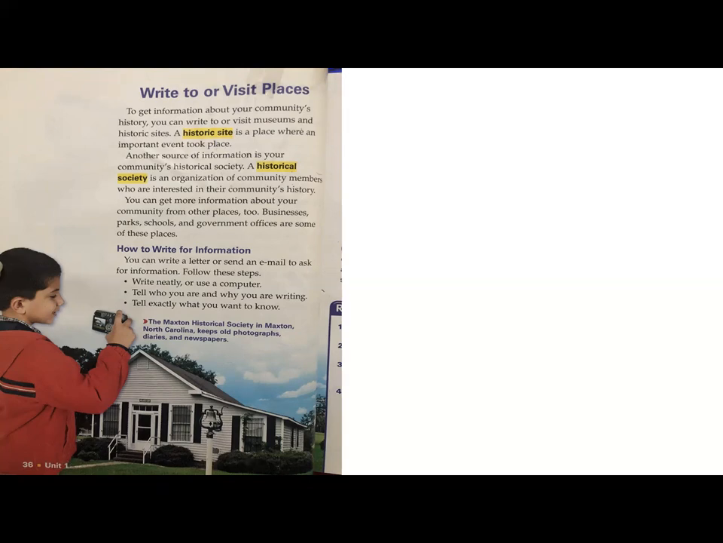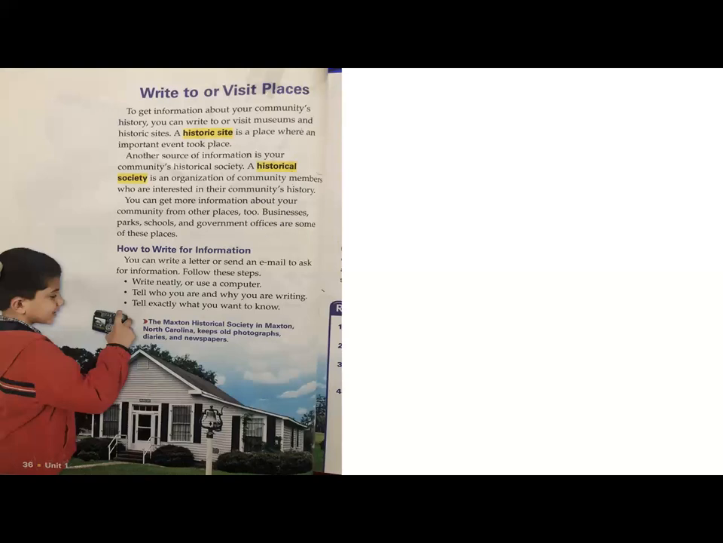What else can you do? Another source of information is your community's historical society. A historical society is an organization of community members who are interested in the community's history. And here in Qatar, we've got loads of museums filled with information. They conduct workshops for students, lots of good stuff. I'll post a lot of links for you so that you may explore it. Okay, what else can you do to find more information? Well, you can go and visit places like businesses, parks, schools, and government offices within your community to find more information.